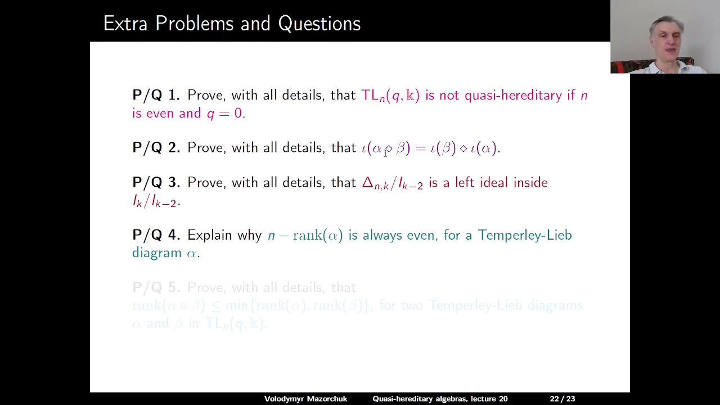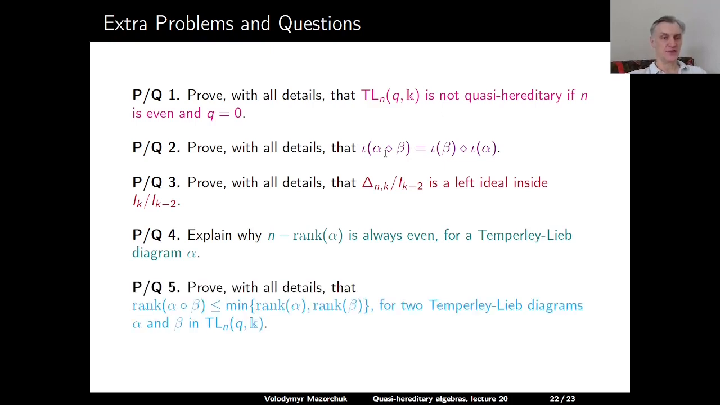Problem 4, explain why n minus rank of alpha is always even for any Temperley-Lieb diagram alpha. And problem 5, prove with all details that for any two Temperley-Lieb diagrams alpha and beta of the same size, the rank of alpha composition with beta is less than or equal to the minimum of the rank of alpha and the rank of beta.